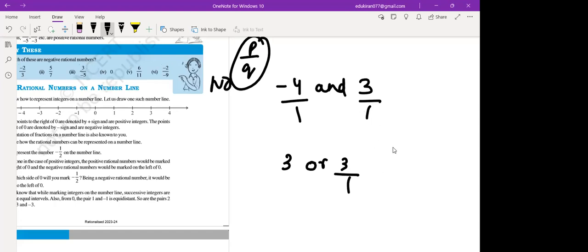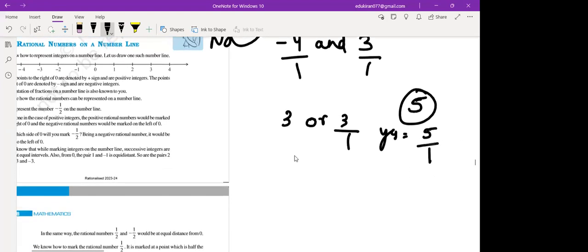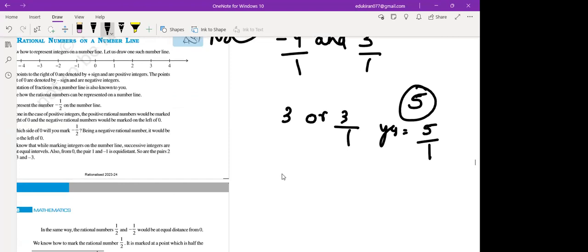If I give you a number, for example 5, and ask whether 5 is a rational number or not, you will say yes, ma'am. Why? Because you can write 5 as 5 upon 1. Any natural number or any whole number I give you, all of them are rational numbers because you can put 1 in the denominator. Okay, fine.